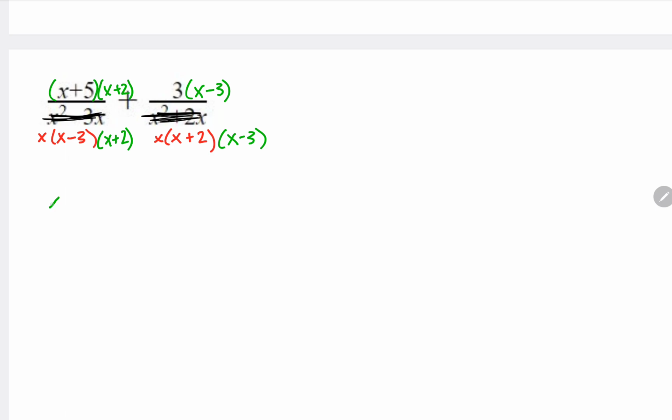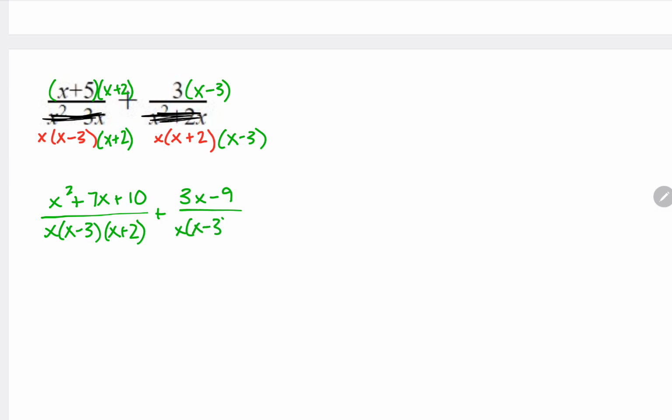So I'm going to get x squared plus 2x plus 5x, which is 7x when you combine like terms, plus 10. And my denominator is x times x minus 3 times x plus 2. And then in my second set, I have 3 times x minus 3. When I distribute that, I get 3x minus 9. And again, my denominator matches. I'll rewrite it in the same order as my first set. But my denominators match now.